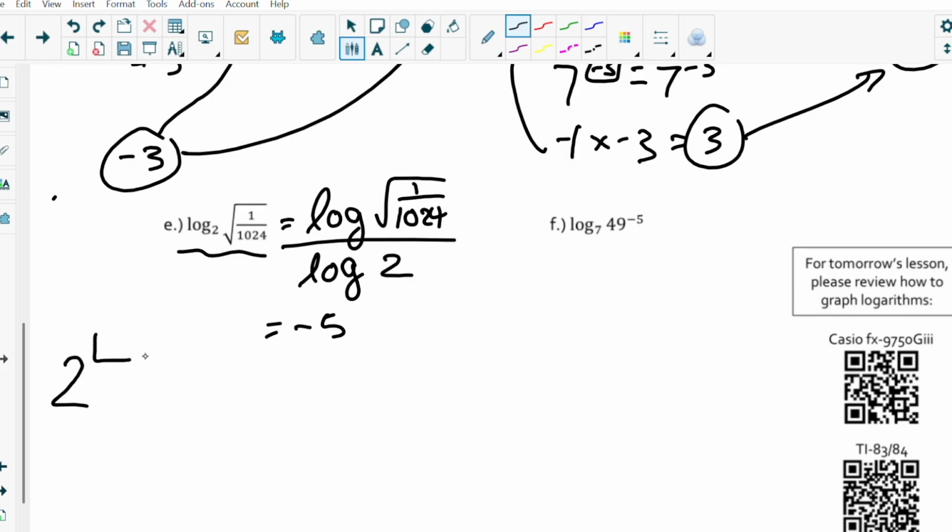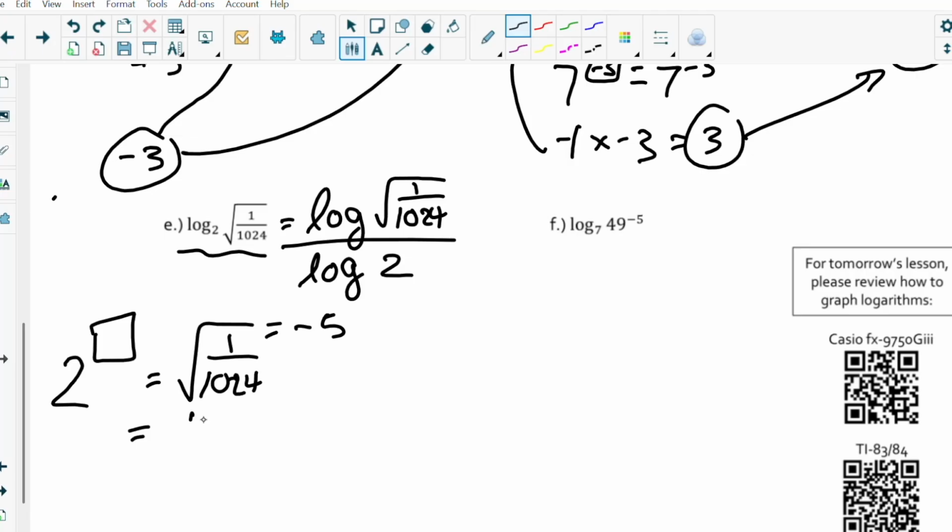This part: I take the base 2, what exponent it's raised to gives me the square root of 1 over 1024. Wow. Okay. Folks, this looks like something where I need to convert this to an exponent. So that's 1 over the square root of 1024. That looks like it's a perfect square.